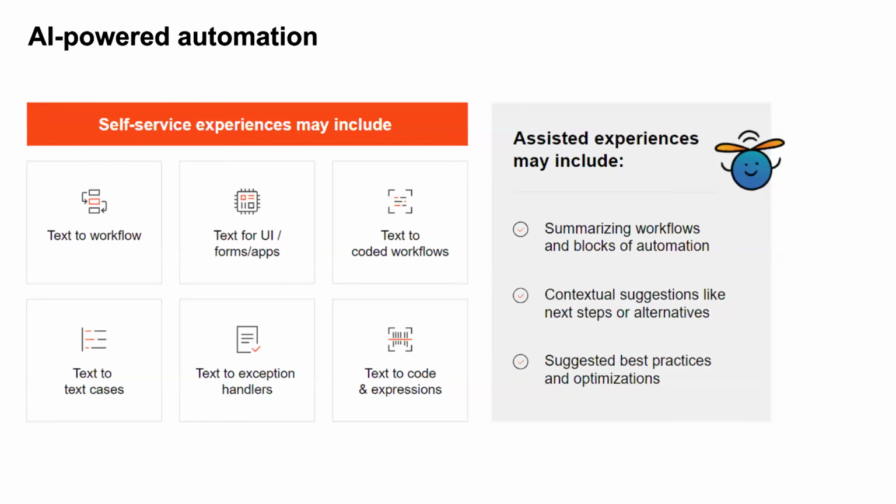So with self-service and assisted experiences, here are the features that you can explore with our AI-powered automation. Text to workflow is something that I will show you through Studio Web. Text to expressions and text to code is something we can cover for Autopilot for testers, which happened in our previous dev dive session. You can refer to that on YouTube. And the text for UI forms and apps is something Rahul just walked you through. Let's quickly jump onto the demo.